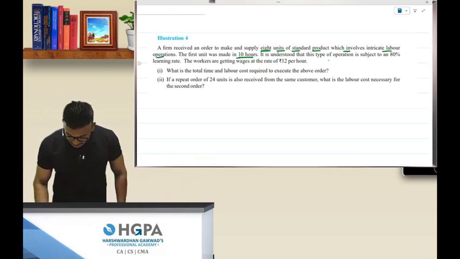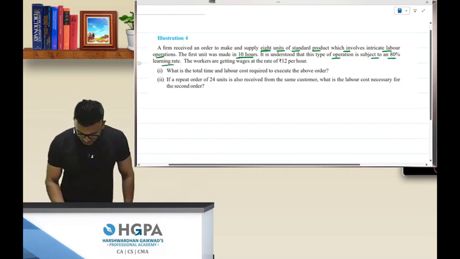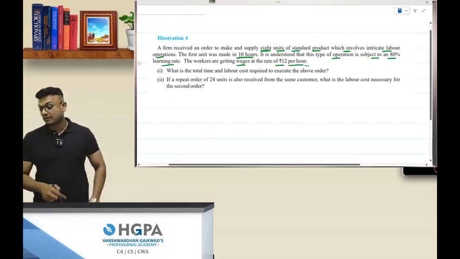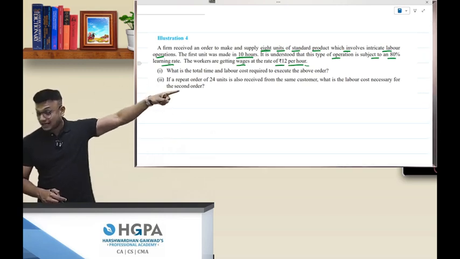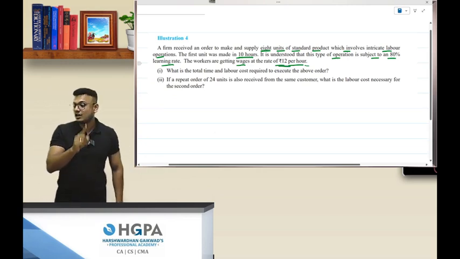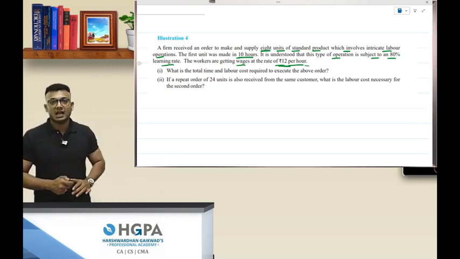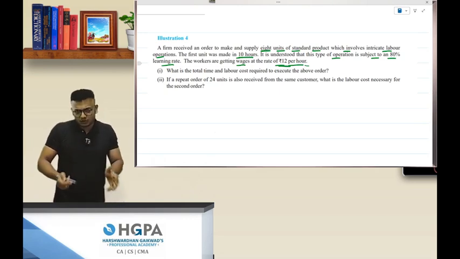It is understood that this type of operation is subject to an 80% learning rate. Very good. The workers are getting wages at the rate of rupees 12 per hour. That's the first time we have introduced this information in a question, rupees 12 per hour. In the previous 2 lectures, I did not mention any rupees or wages, any cost coming in. We were only computing the number of hours. Chalo, we'll see what to do about this.